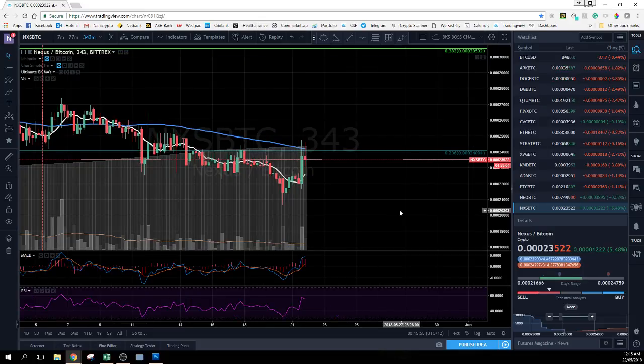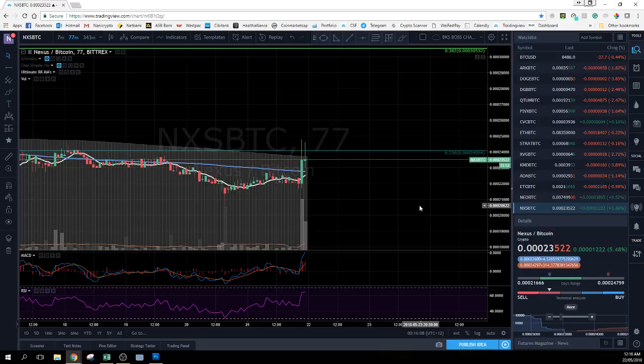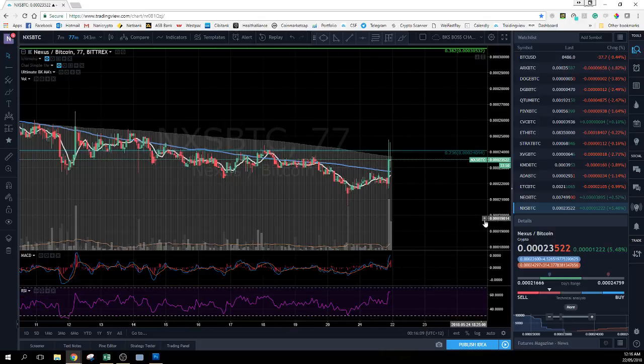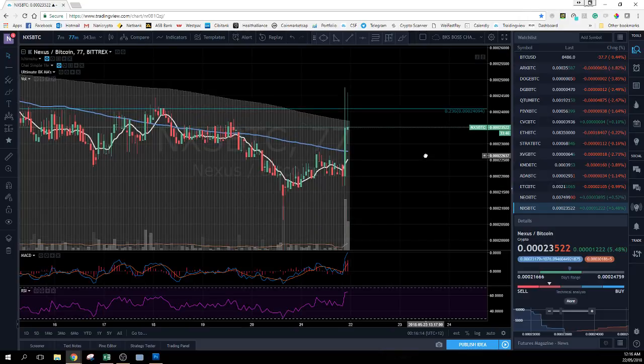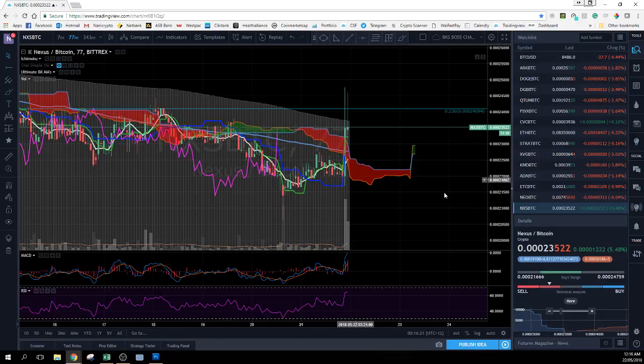Also, for those guys who have just joined us, I'm trading differently these days. I try and stick to the boss method. I do sometimes take it down to the 77. That's just a shorter time frame to run a few confirmations. I also use the Ichimoku cloud, which I always get wrong.